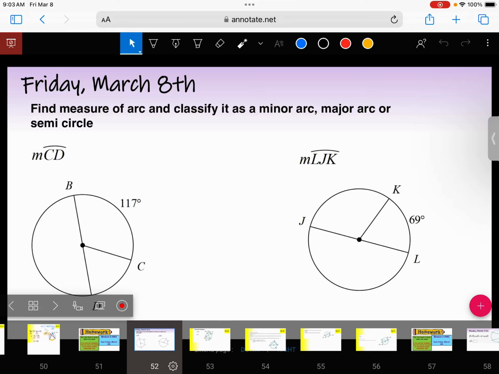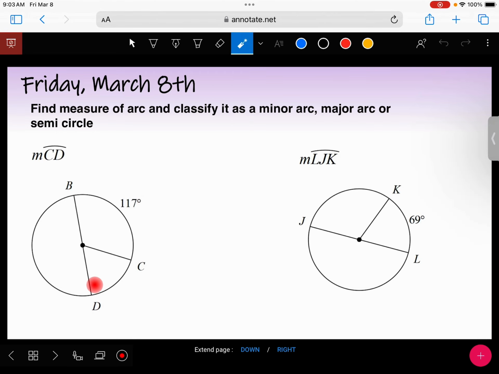So the first thing I notice is, do you see that we have a diameter in this circle? Because there's a diameter, what does that mean? What's the measurement of this arc? 180. So I usually start by labeling that. So we just need to find the measure of this arc.